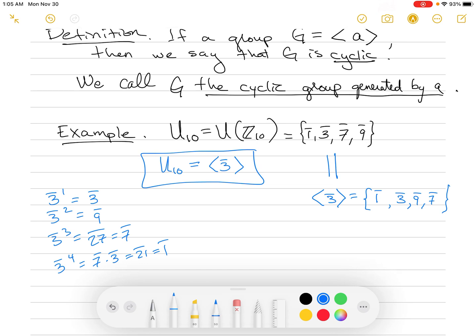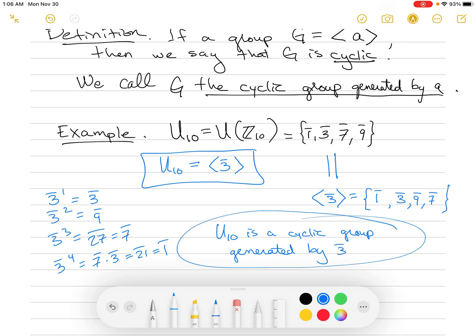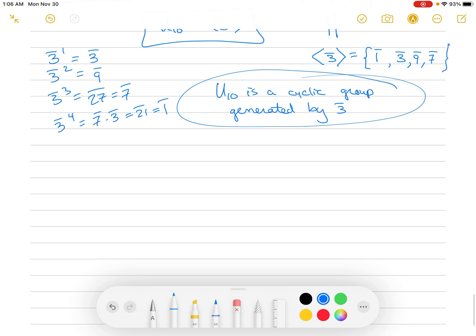Because U10 can be generated by a single element, it's said to be cyclic. It's cyclic because the powers of 3 bar cycle you through all the elements of U10. So U10 is a cyclic group generated by a single element, 3 bar. That's what it means to be cyclic. You're generated by a single element.